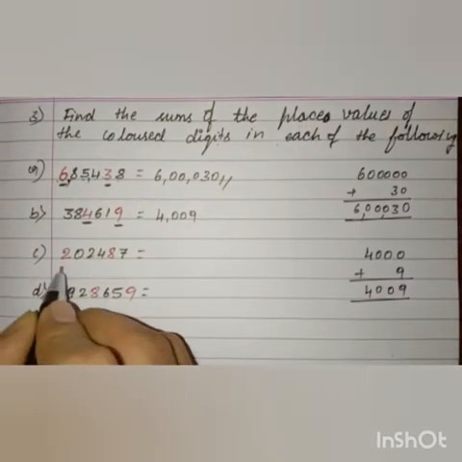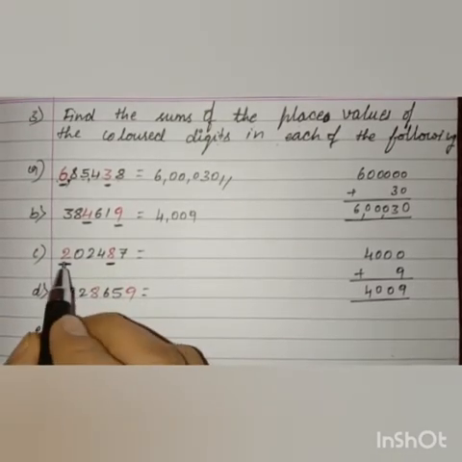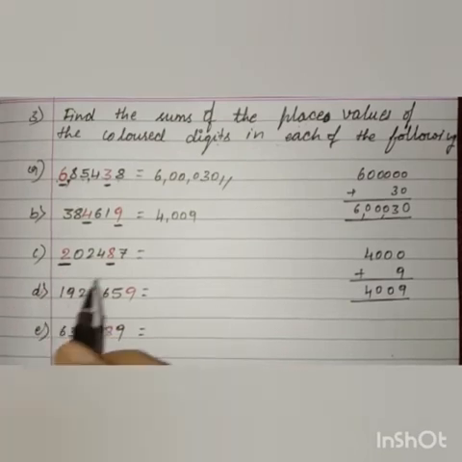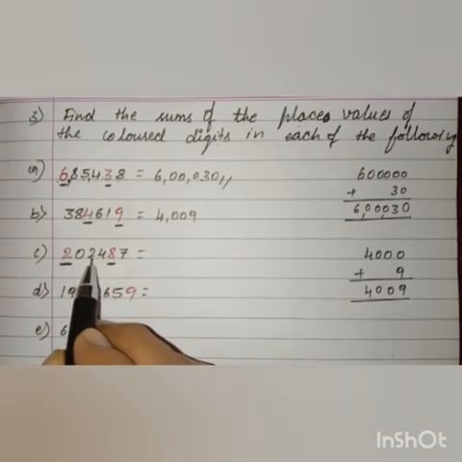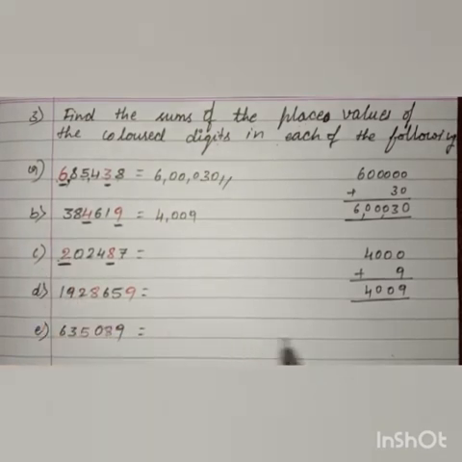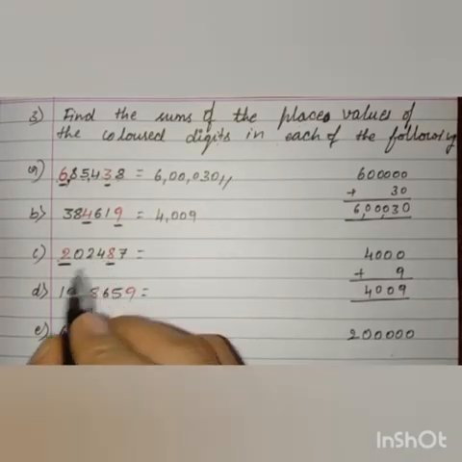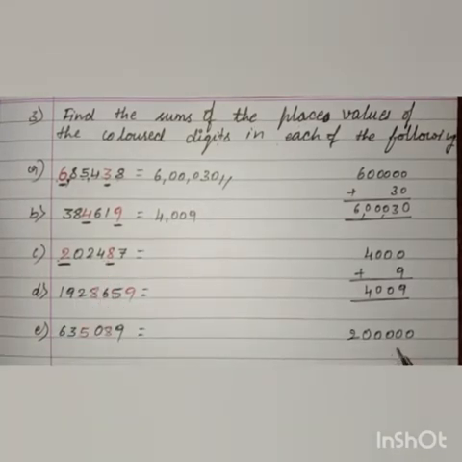here the numbers colored are 2 and 8. So 2 is at which place? Let us see. So 1s, 10s, 100s, 1000, 10,000, lakhs. So 2 is at lakhs place. So 2 into lakh is 2 lakh, right? 2 lakh. Yes. Now 8 is at tens place, so 8 into 10 is 80.